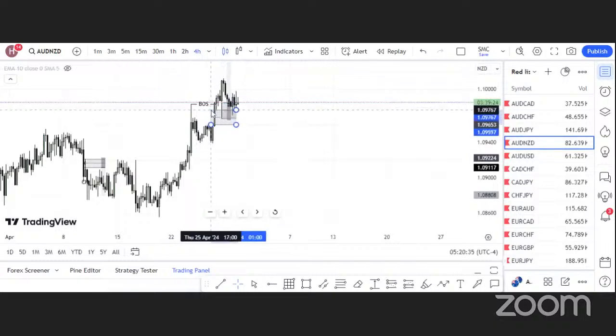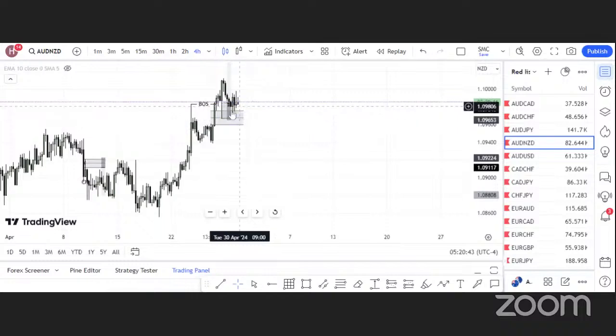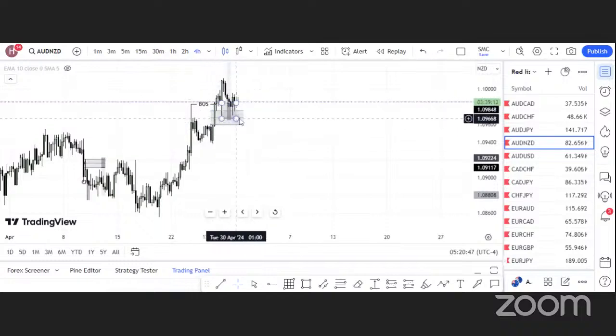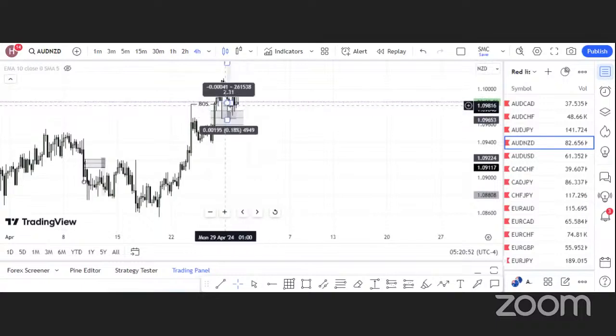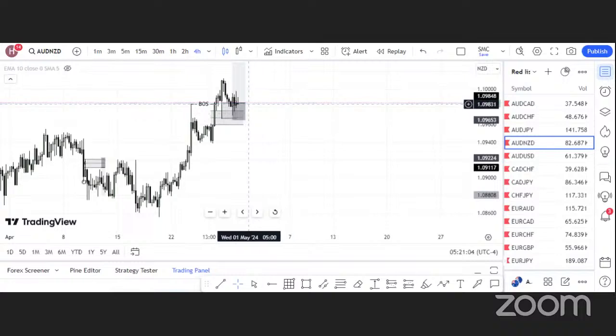You see, it's a 4 hour fair value gap, and the market came back to the level to retest the level. So after the retest here, the thought was for the market to continue to trade bullish. But instead, you see what the market is currently doing right now.